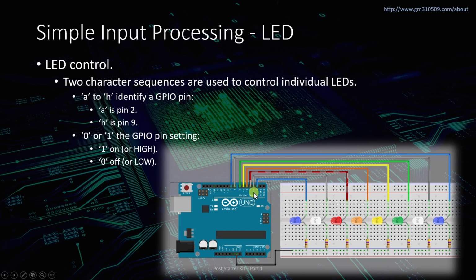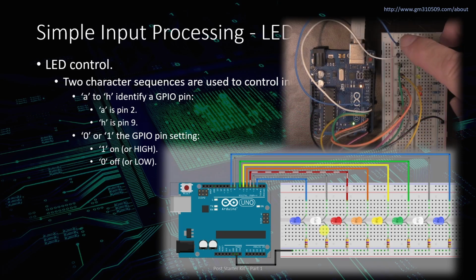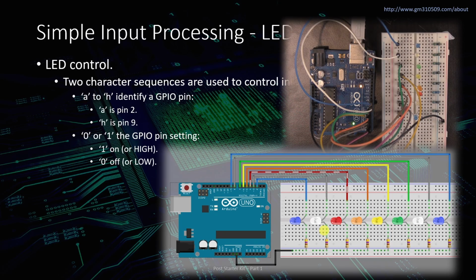A is port 2, and 1 would be high. If I said B, that would be port 3, which is grey wire goes to this white one, so it would turn the white one on. I think I tried to line the colours up on my breadboard with that diagram there, so it'll be sort of similar to that, but the colours don't really matter that much. Okay, so let's get started with that, shall we?